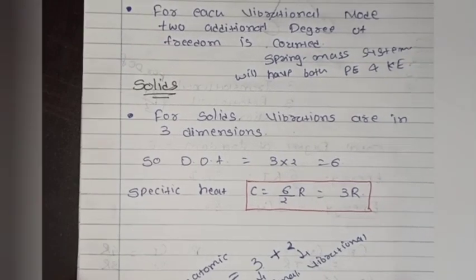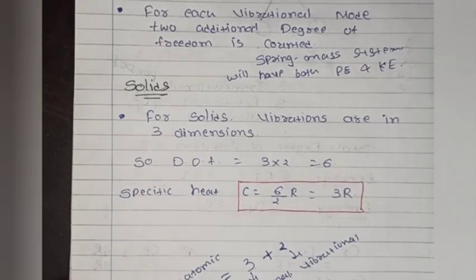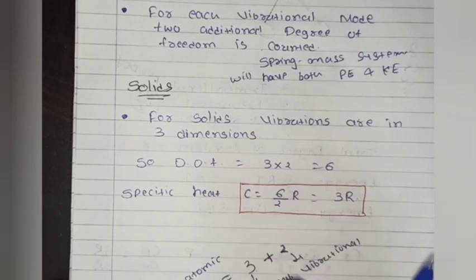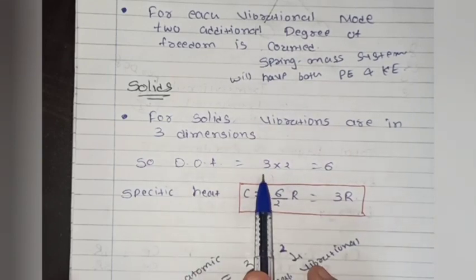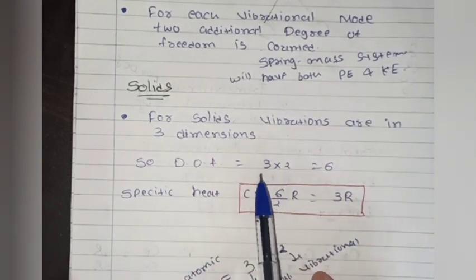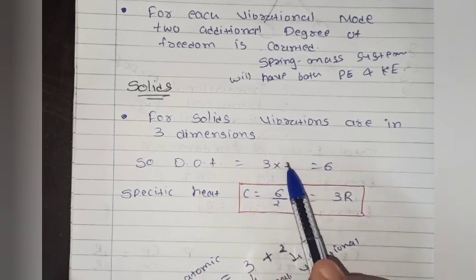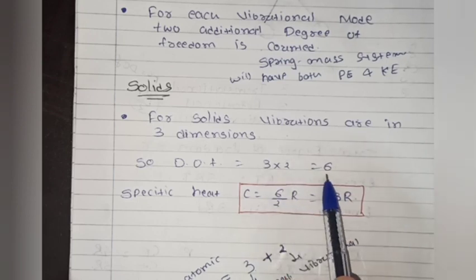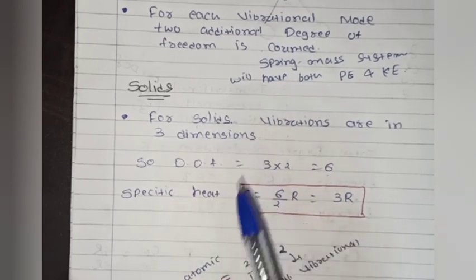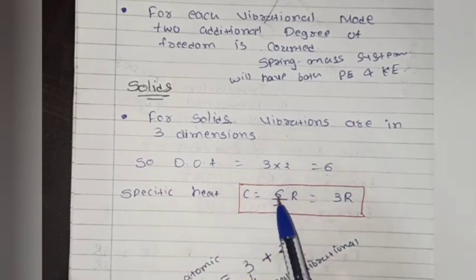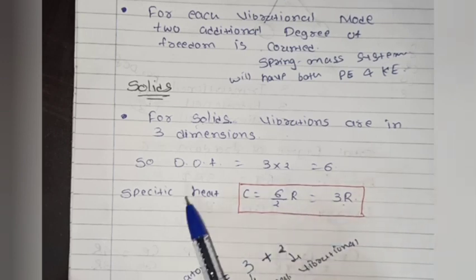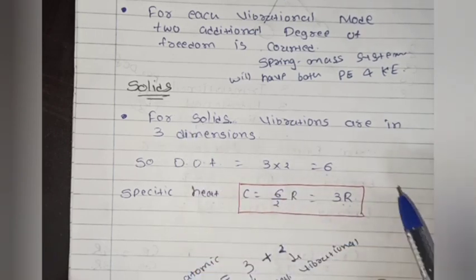Now for solids. For solids, the vibrations are in 3 dimensions. It can vibrate along the x-axis, along the y-axis and along the z-axis. So there are 3 dimensions or 3 directions, and along all 3 directions we will consider 3 degrees of freedom. So there will be a total of 6 degrees of freedom for solids. The specific heat will be degrees of freedom by 2 into R, that will be 3R. So specific heat for solids is 3R.